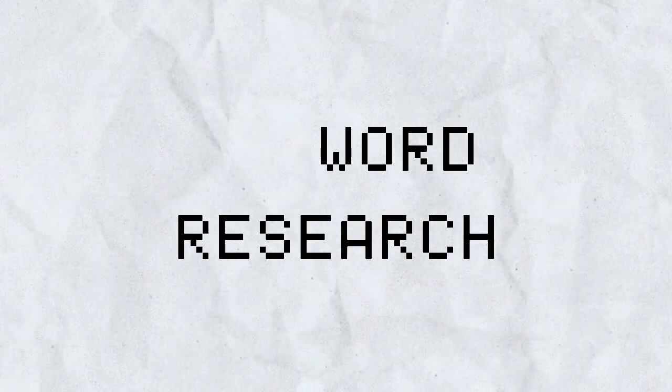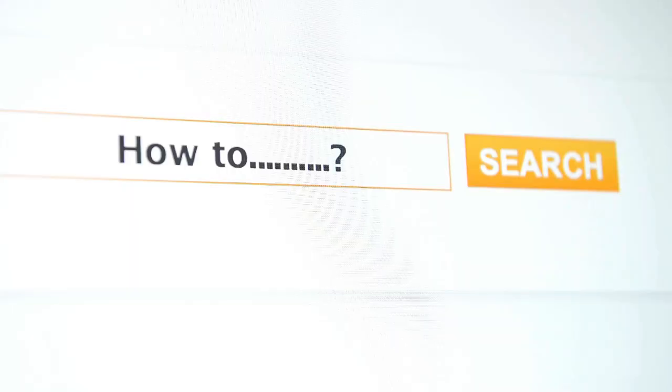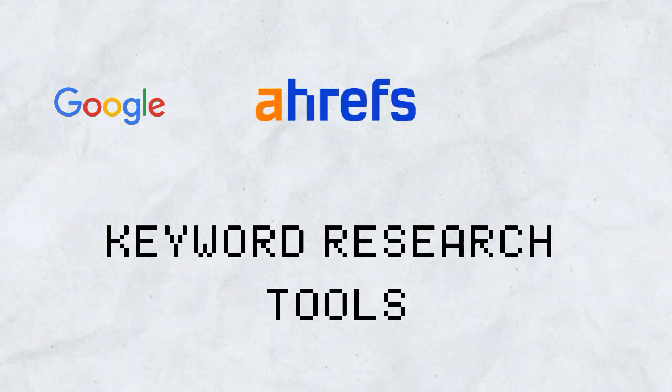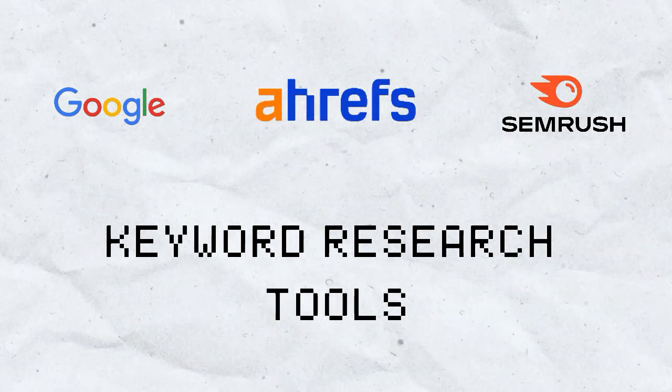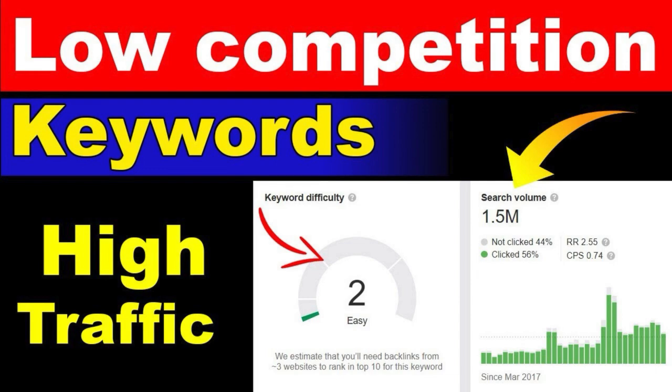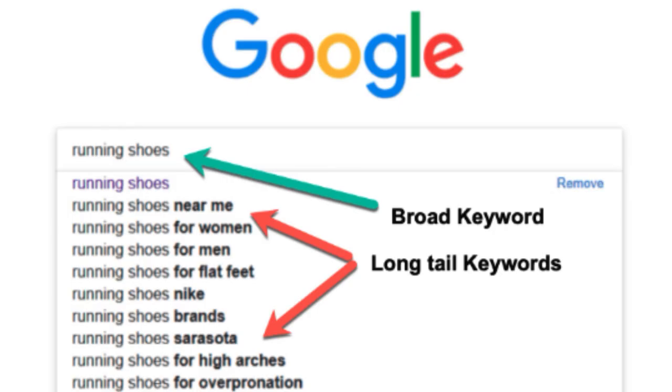Step 1. Keyword research. Start by identifying the right keywords for your niche. Use tools like Google Keyword Planner, Ahrefs, and SEMrush to find keywords with high search volume and low competition. Focus on long-tail keywords as they are easier to rank for.